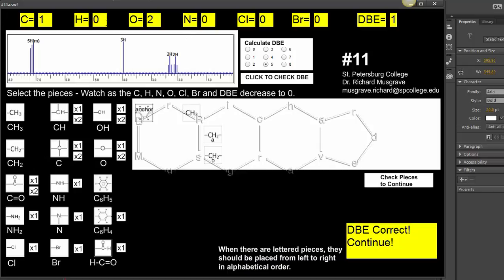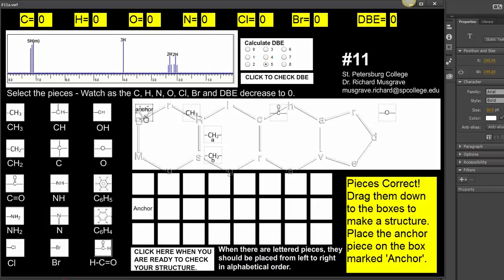You can see now this is all counted down to 1 C, 2 O's and 1 double bond equivalent, suggesting we have a C double bond O and an oxygen. Now everything's counted down to 0. We can put the structure together.